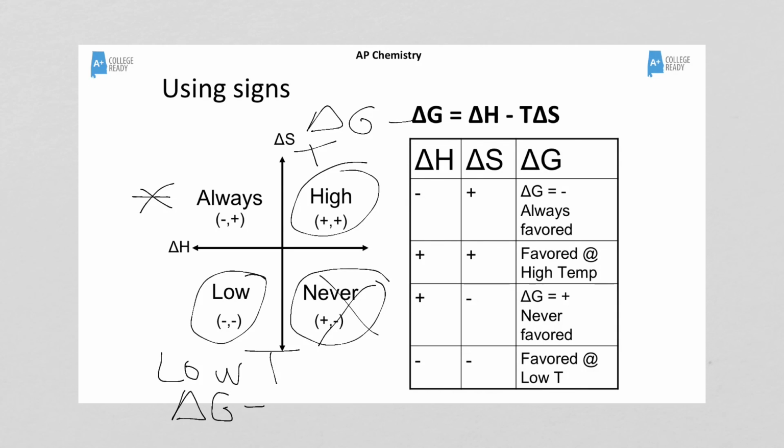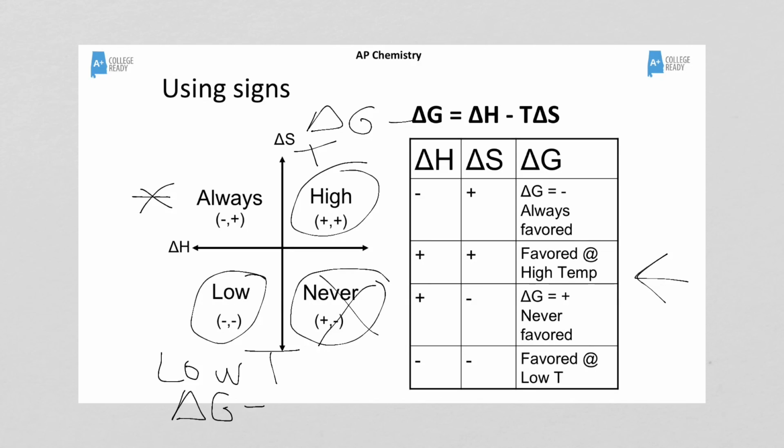Now, this is just another summary of what we've just gone over. However you want to remember this, I just remember the two driving forces and know that if the signs are the same, it takes a high temperature for delta G to be negative. If the signs are both negative, it takes a low temperature for delta G to be negative, and then I know the always and never.